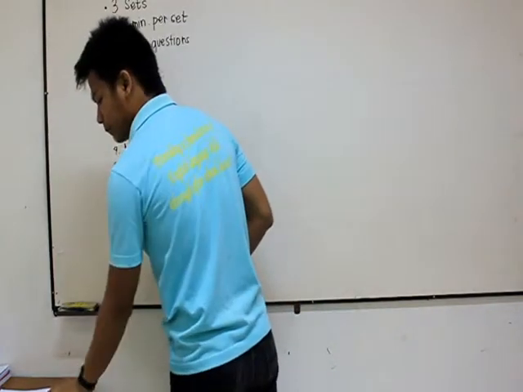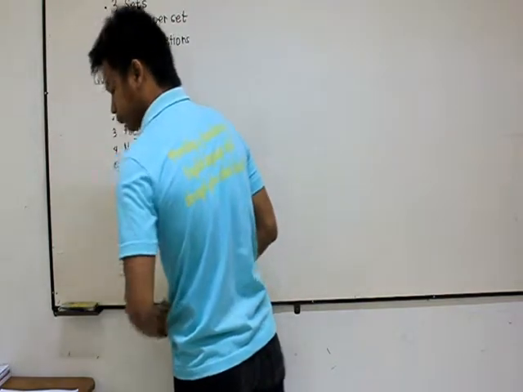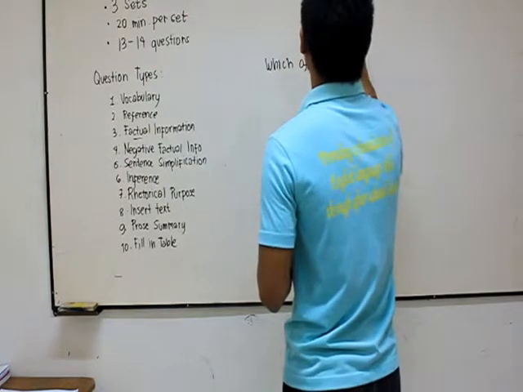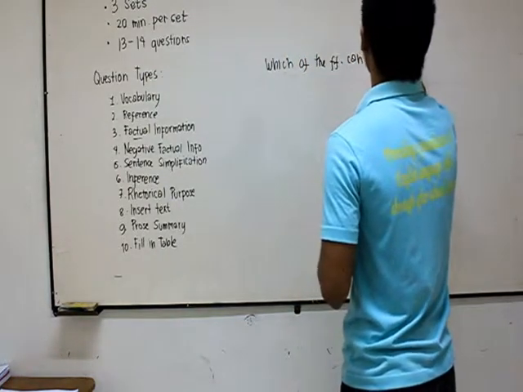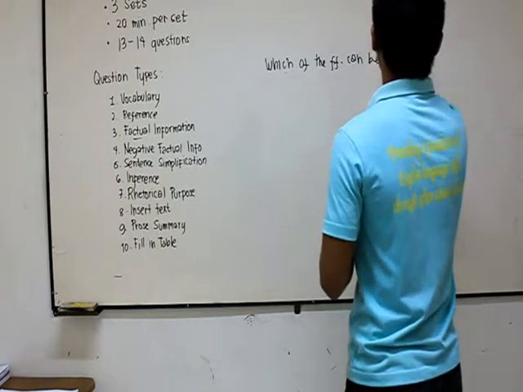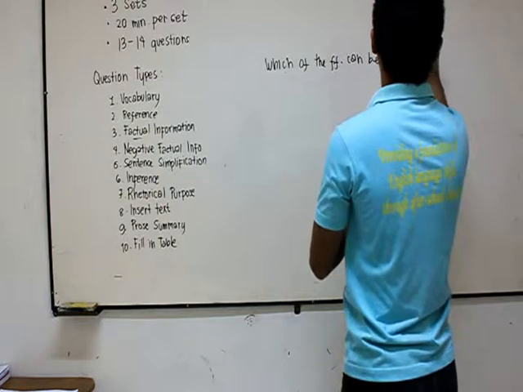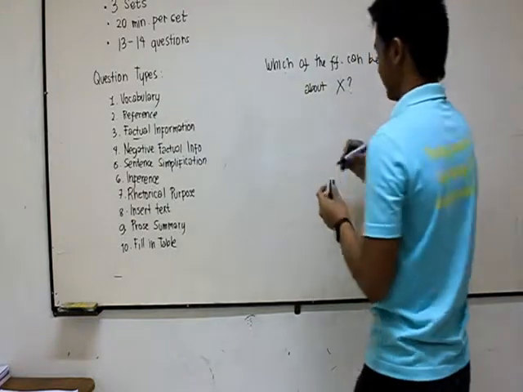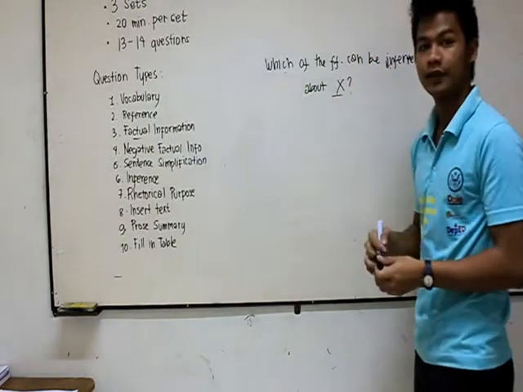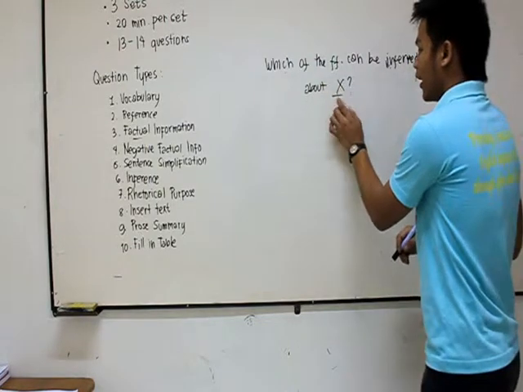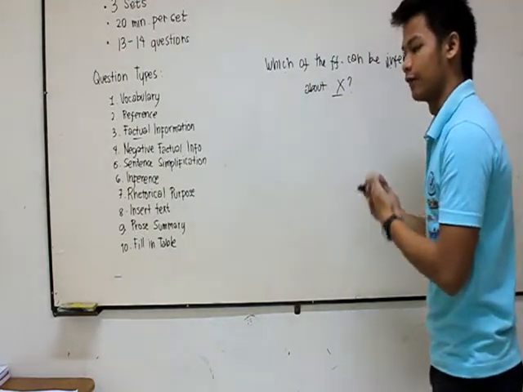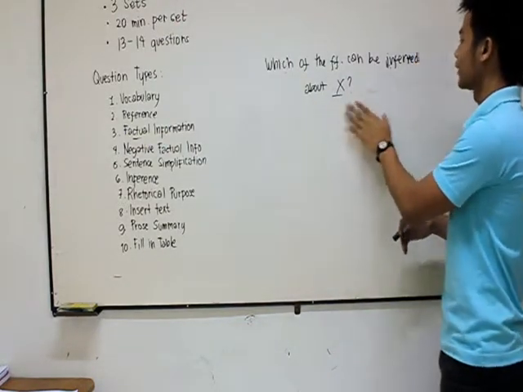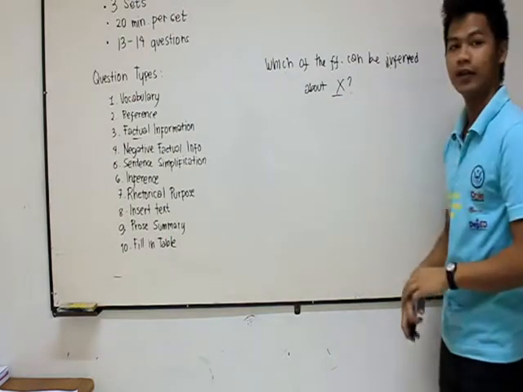Now, how does it appear in the reading passage? For example, which of the following can be inferred about X? X is a word in a paragraph. X here may be a phrase or a word, and you need to know what you can infer about these words in the paragraph.